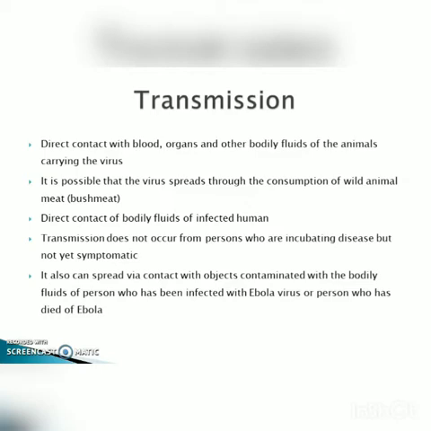It can spread from the animal to the human, and then it can spread between humans through direct contact with the bodily fluids of an infected person. But transmission does not occur when people with the disease are not yet symptomatic. They only spread the disease when they show symptoms of the virus. It can also spread through contact with objects contaminated with the bodily fluids of a person who has been infected with Ebola or who has died of Ebola.